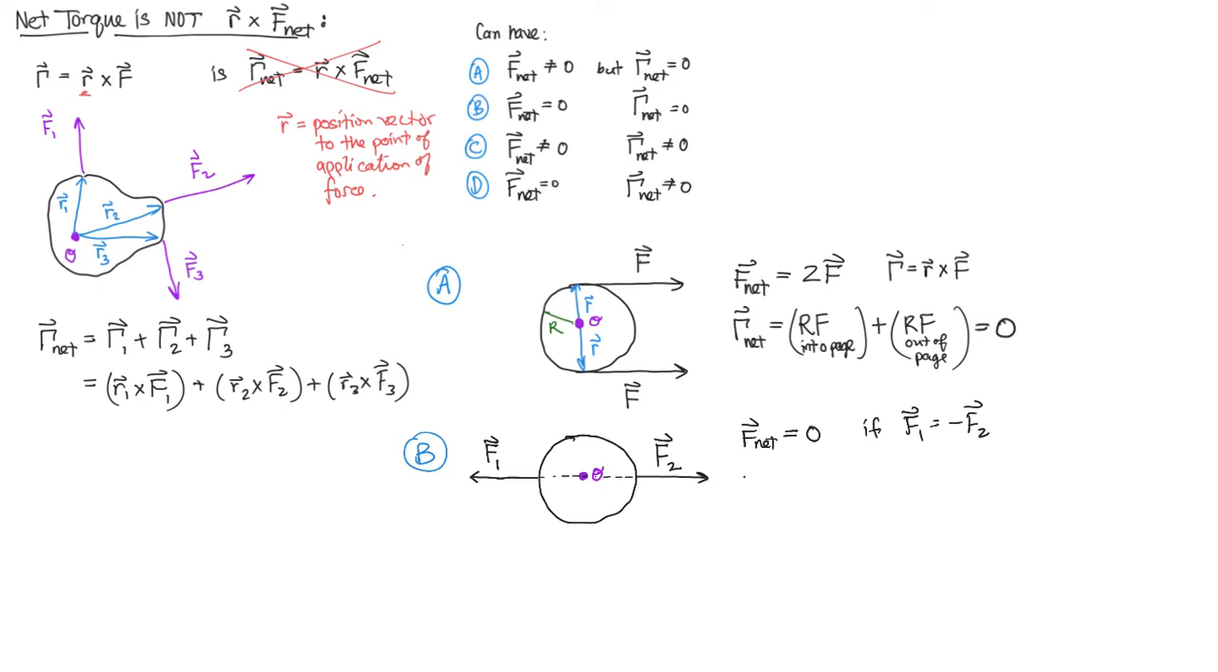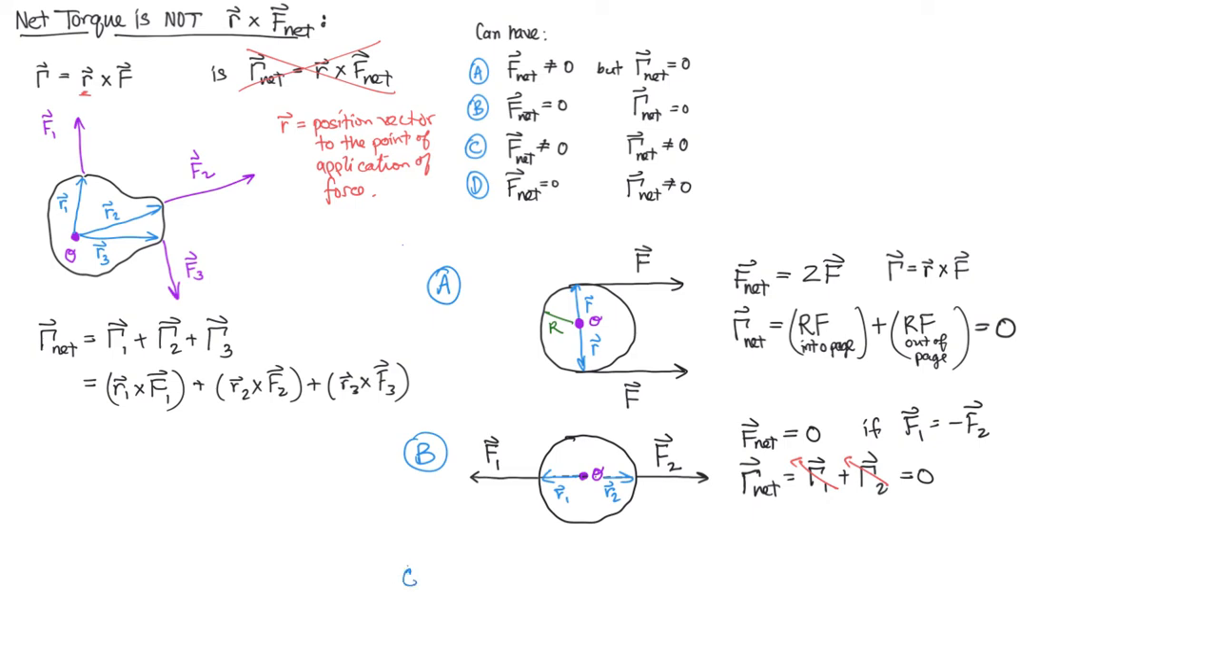Okay. How about the net torque? Well, not only is the net torque 0 in this case, but each individual torque is 0. How do I know each individual torque is 0? Well, I have R1 cross F1 and R2 cross F2, but R1 is parallel to F1, R2 is parallel to F2, so these individual torques are 0.